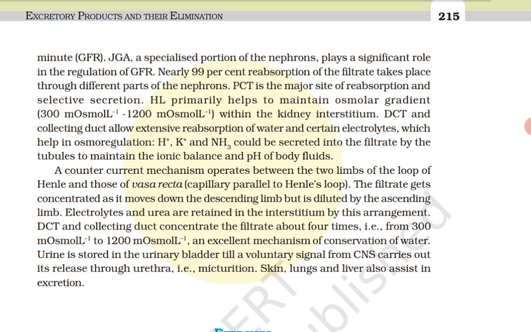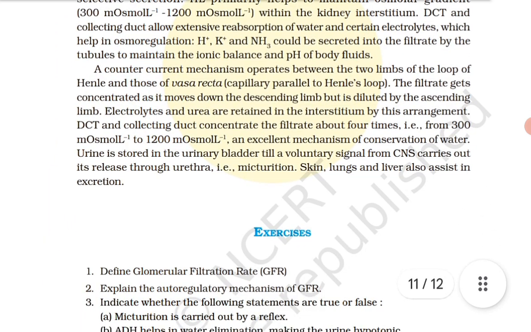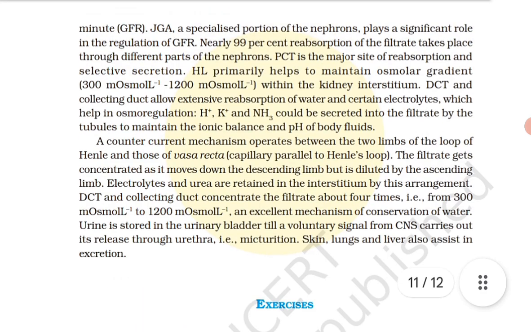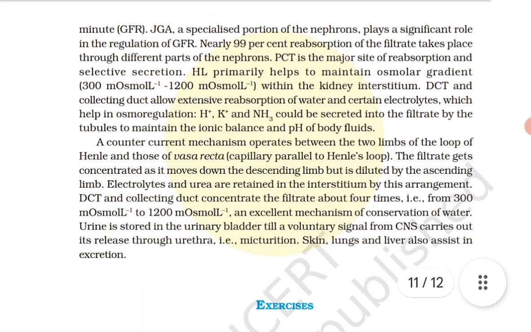A countercurrent mechanism operates between the two limbs of the loop of Henle and those of the vasa recta. The capillary parallel to the Henle's loop is known as vasa recta. The filtrate gets concentrated as it moves down the descending limb, but it gets diluted by the ascending limb. Electrolytes and urea are retained in the interstitium by this arrangement.